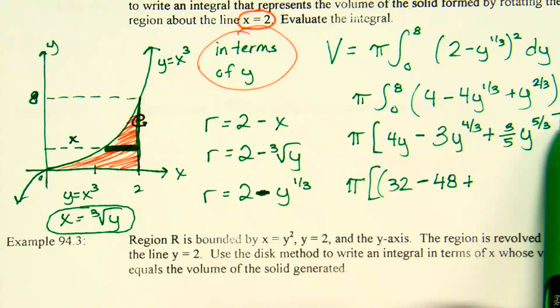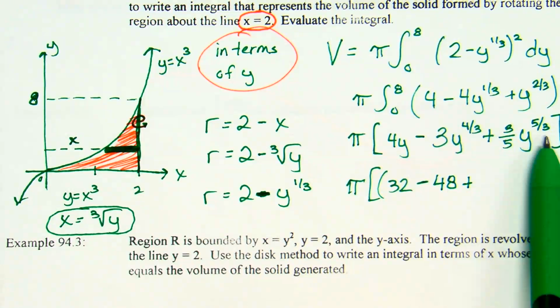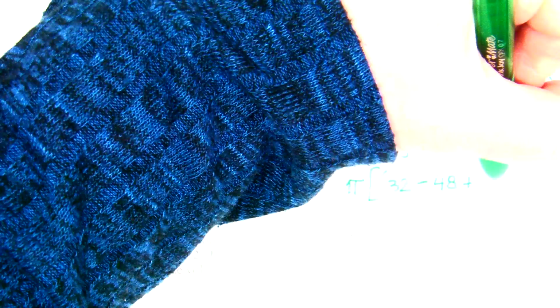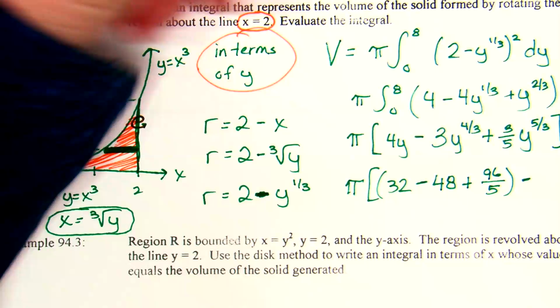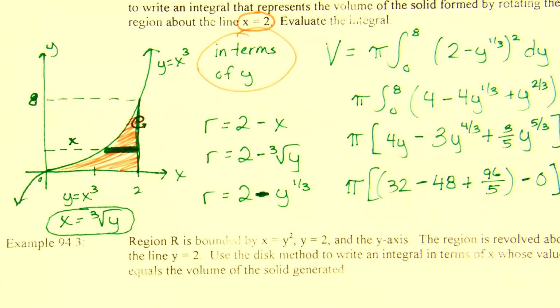8 to the 5/3. The cube root of 8 is 2. 2 to the 5th, then, is 32. 32 times 3/5. 5 stays in the denominator. 32 times 3, 96/5. Plug in 0 for everything. And luckily it's 0. But I checked. Did you notice? I didn't just assume.